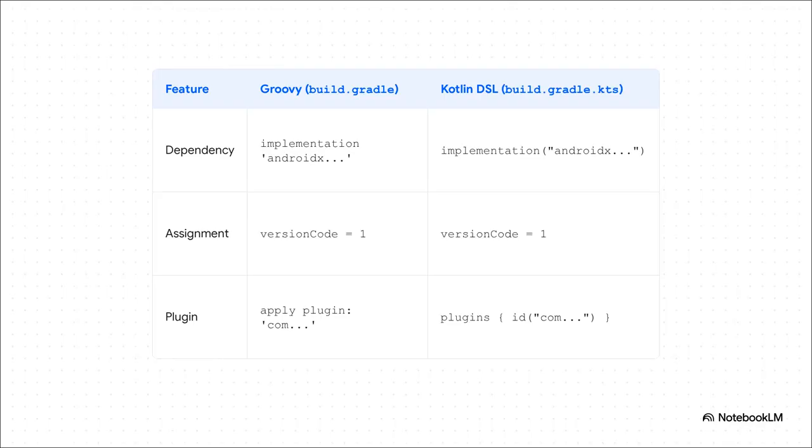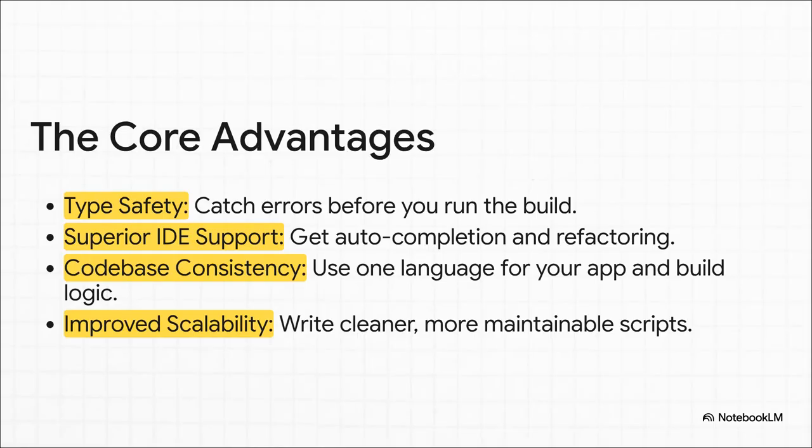And when you see them side by side, wow, the difference is just night and day. Look at how Groovy uses those single quotes for dependencies. It's kind of loose. But Kotlin DSL uses a standard, proper function call with parentheses. It's just cleaner, more explicit, and it feels right at home. Even applying a plugin is more structured. It's just Kotlin.